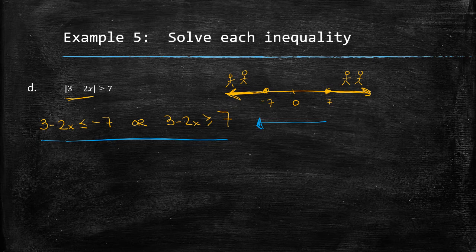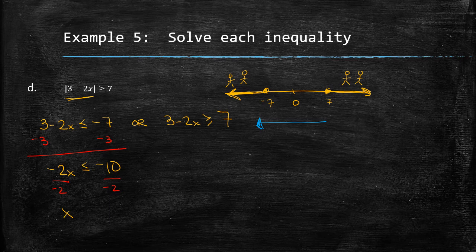If you have a hard time getting to this step, please contact me so we can talk about it some more. Okay, let's solve the two inequalities. So we'll subtract 3 from both sides. Negative 2x is less than or equal to negative 10. Divide everything by negative 2. Remember, if you divide an inequality by a negative, we have to switch the inequality symbol. So we'll have x is greater than or equal to 5.